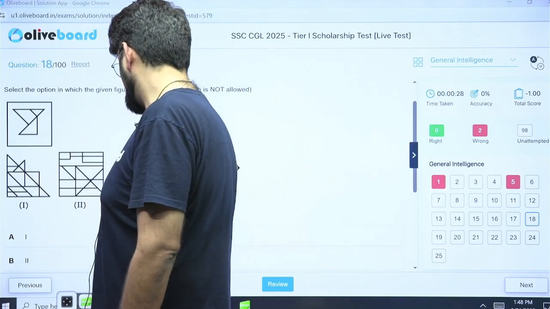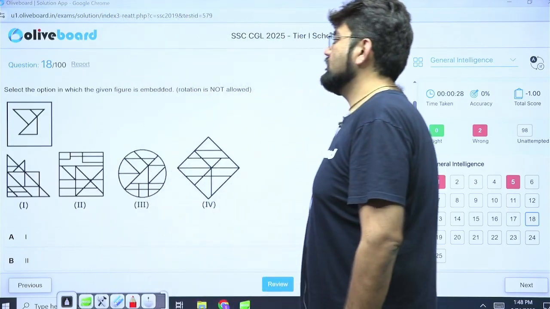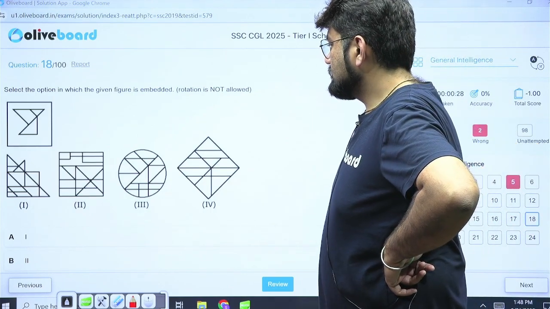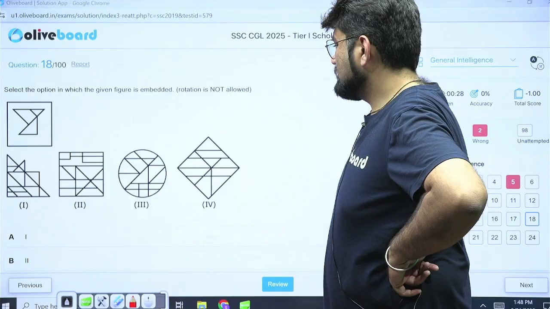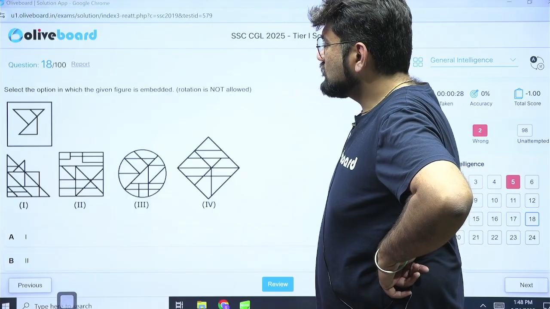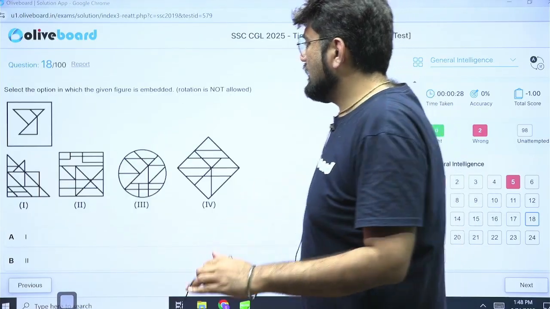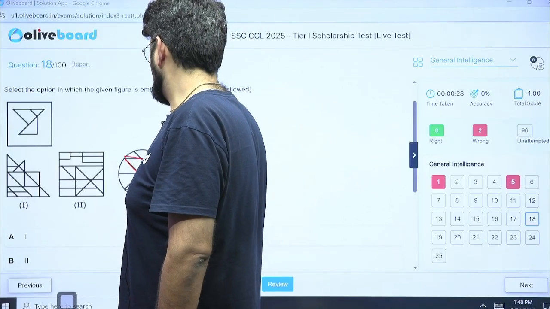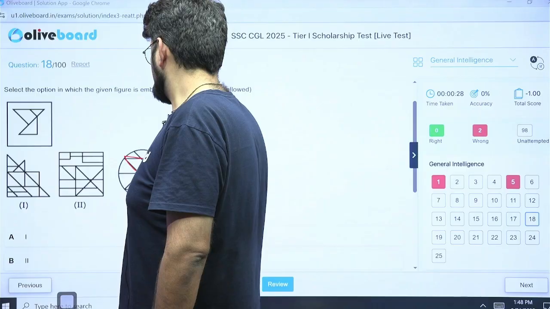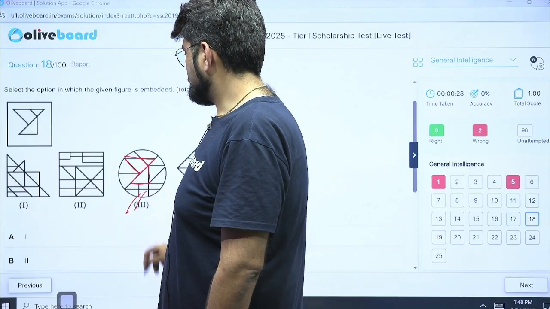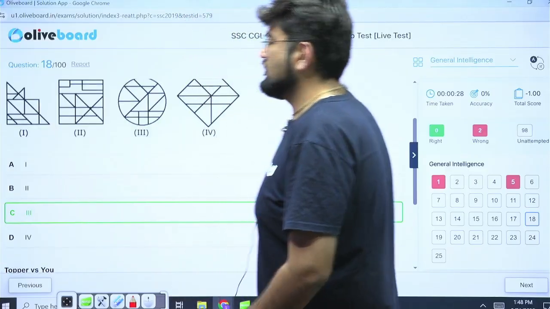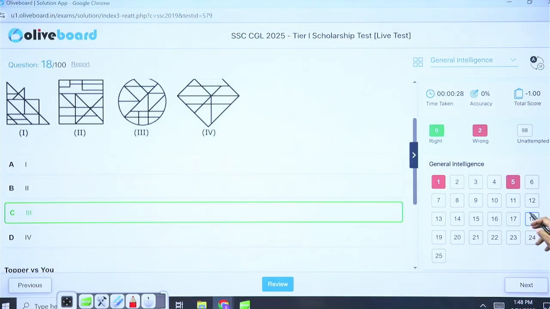Okay, might not be as lucky each time, but still embedded. Rotation is not allowed. Which of the following is the option in which the given figure is embedded? I think this is also clearly visible here. Figure 3. These questions are mostly visualization based questions. Question number 19.